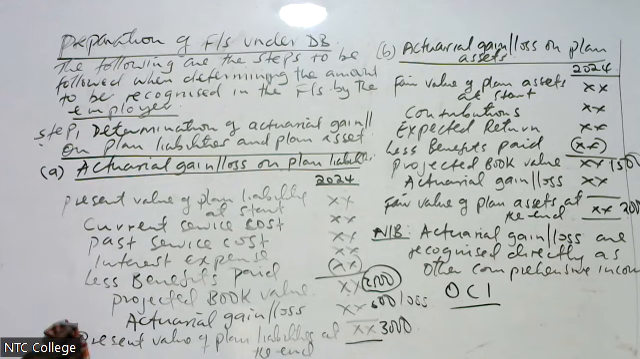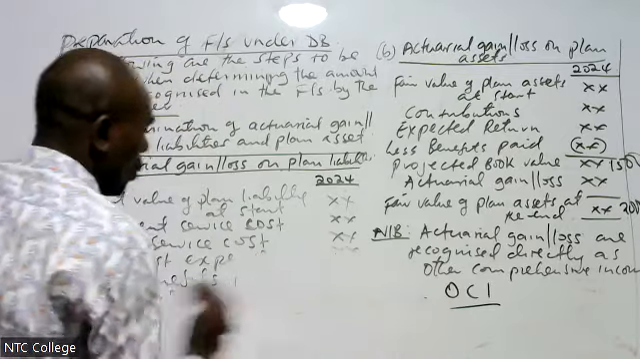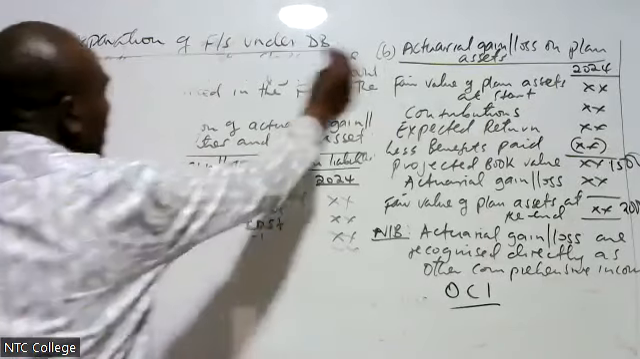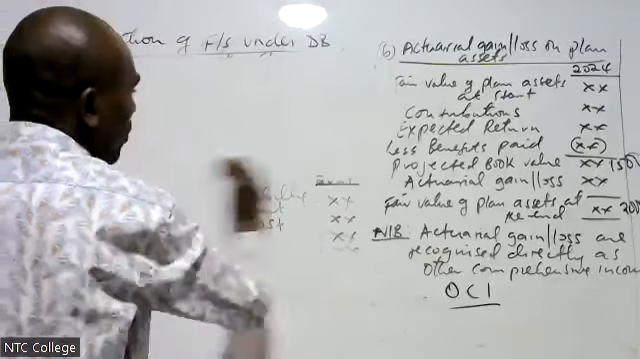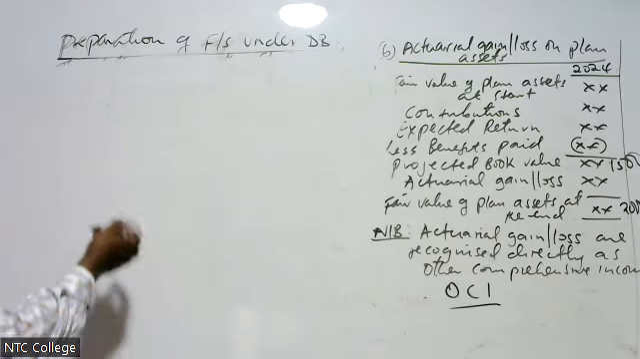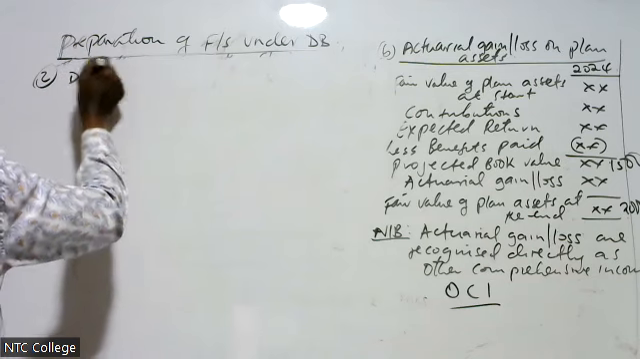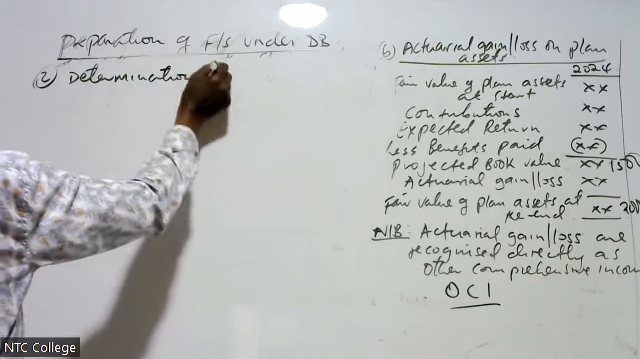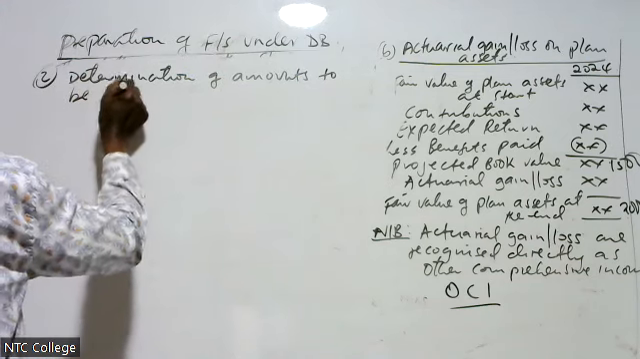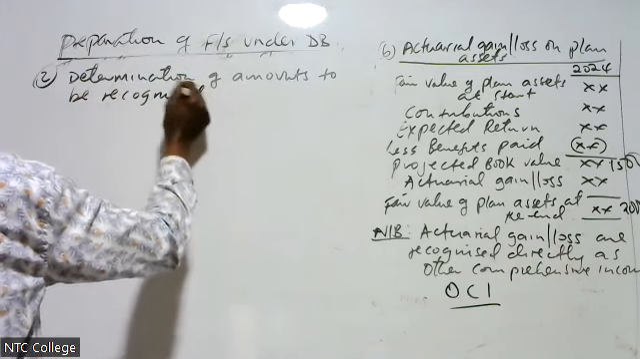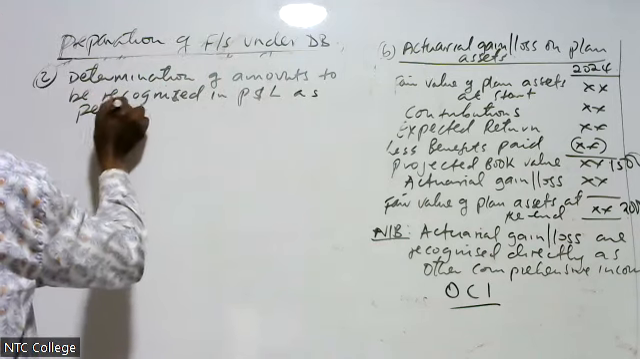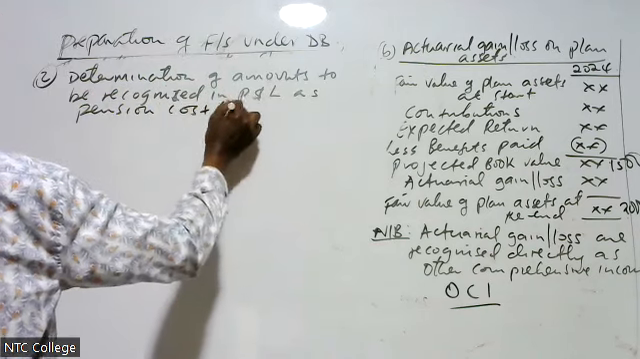We go to step number two. Step number two is determination of the amounts to be recognized in profit or loss as pension cost or pension expense. Determination of amounts to be recognized in P&L, that is profit and loss, as pension cost or expense.